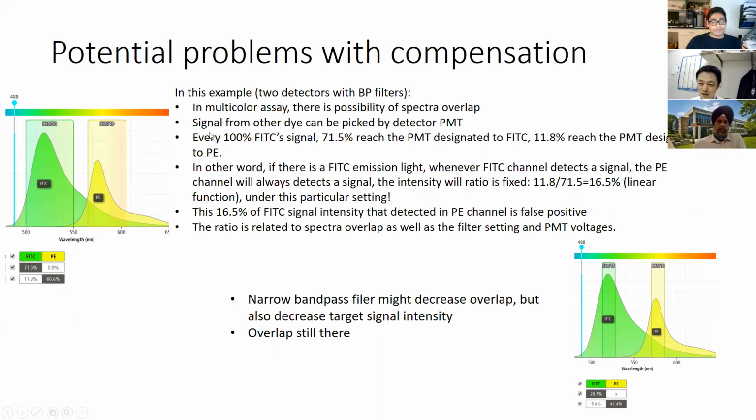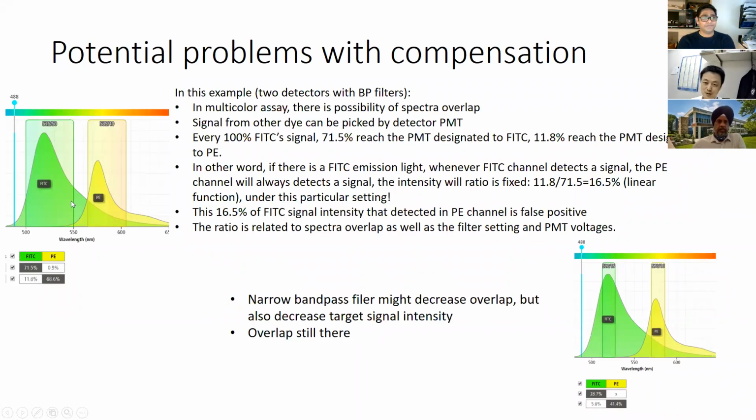But this slide's purpose is to show you the mathematical basis for compensation, because of this overlay, or you can call it overlap or spillover of the light from one dye into the other detector. That's the mechanism behind this. Also, there is a fixed ratio. So when we have these ratios, the machine can do a calculation to subtract this part of the ratio to make things correct.